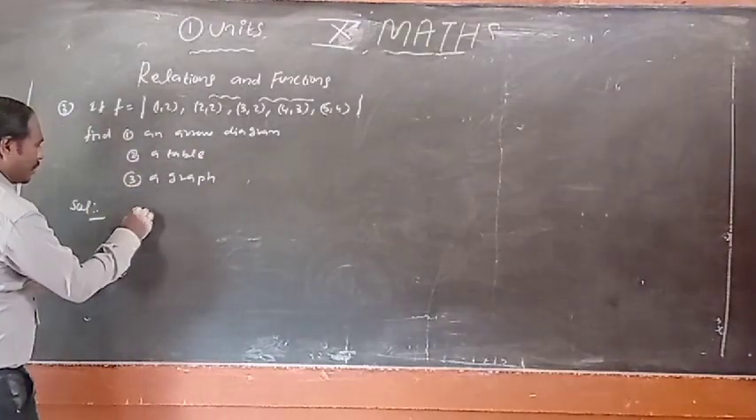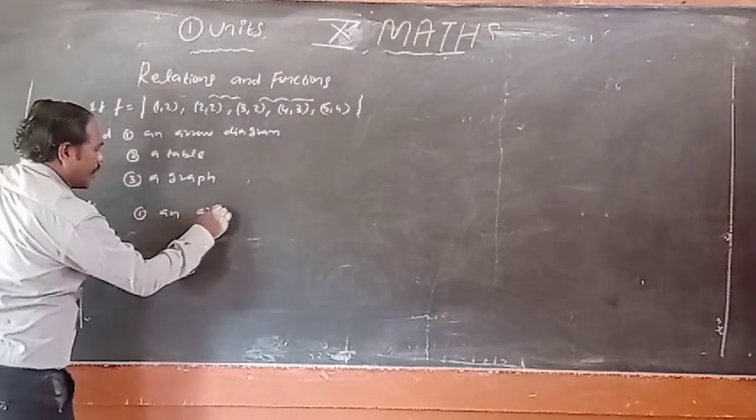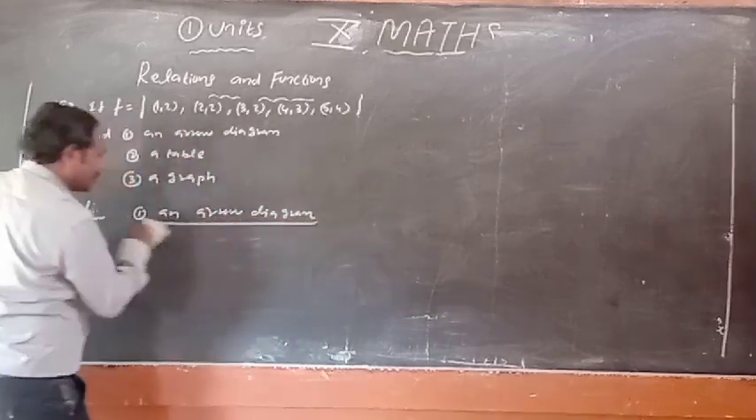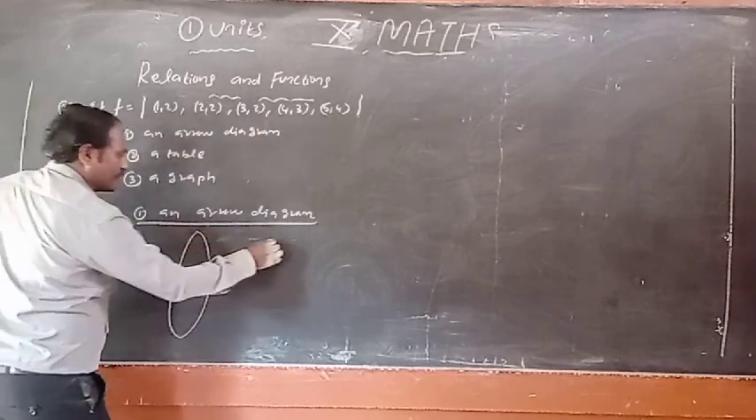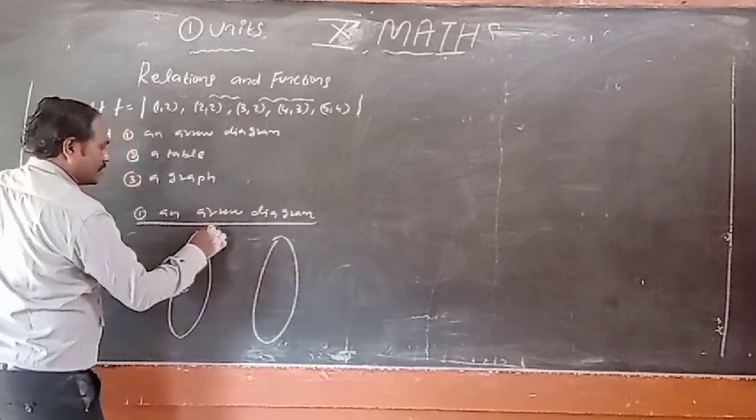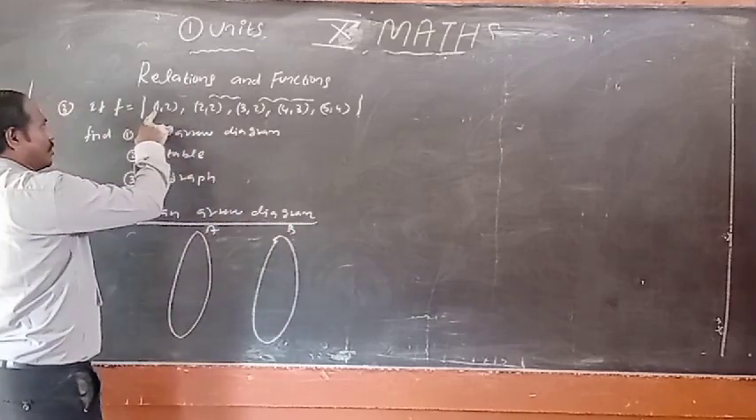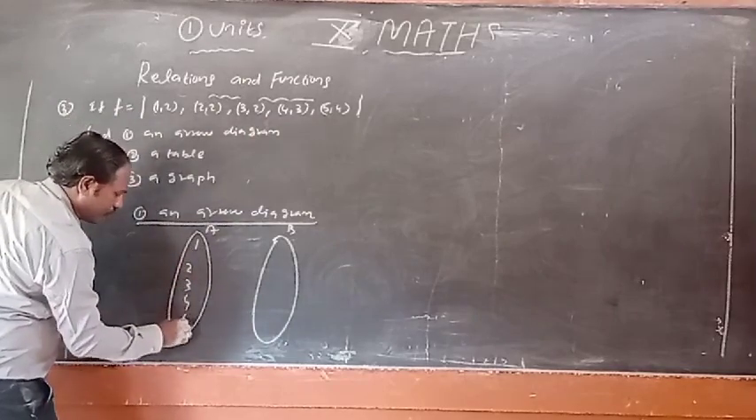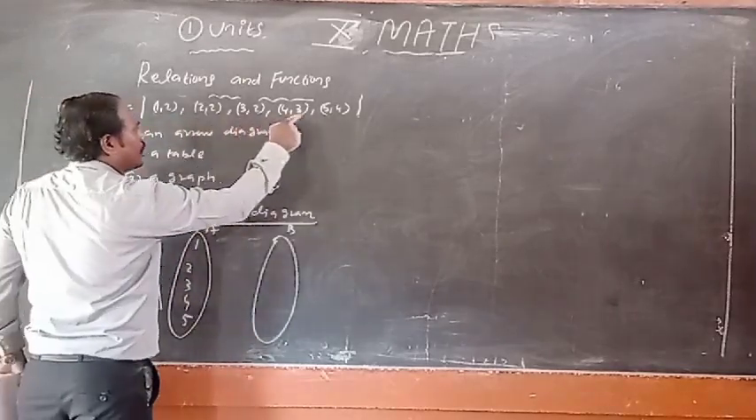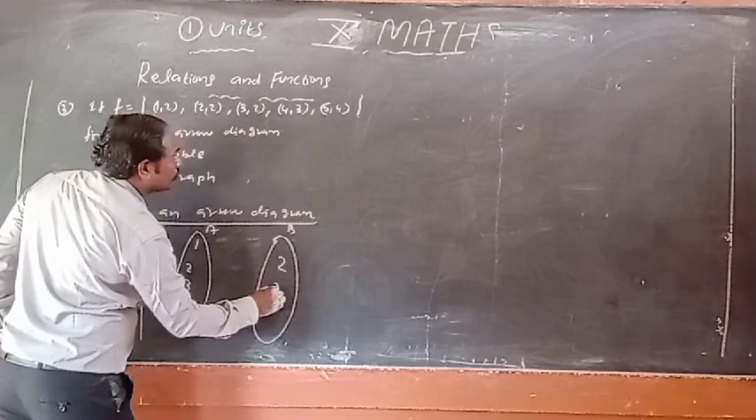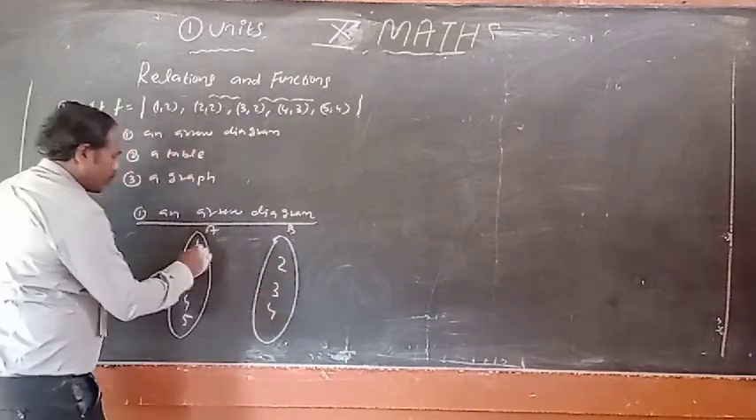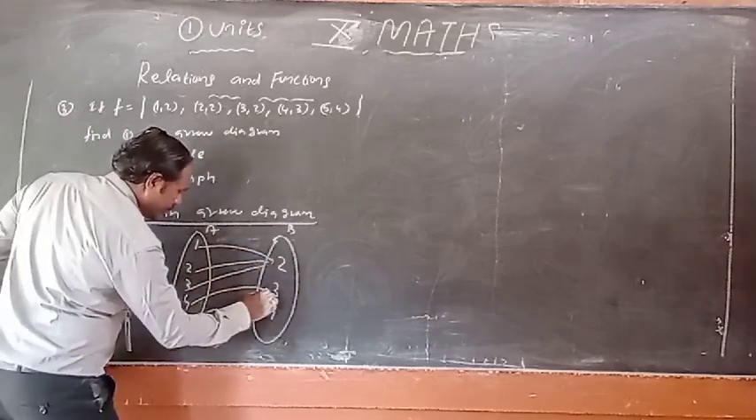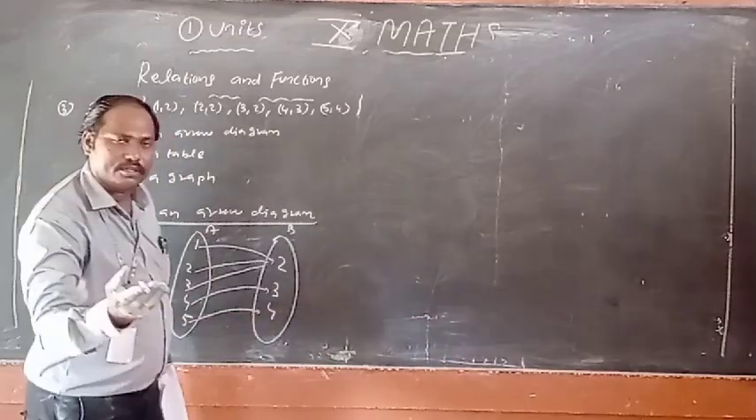Yes, first we decide the arrow diagram. Now let us watch inside. First circle is a domain. Second circle is a codomain. This is A, this is B. First one is A: 1, 2, 3, 4, 5. Then 2, 2, 2, 3, 4. Repeated values, don't write them: 2, 3, 4. So 1 goes to 2, 2 goes to 2, 3 goes to 2, 4 goes to 3, 5 goes to 4. Any doubt?